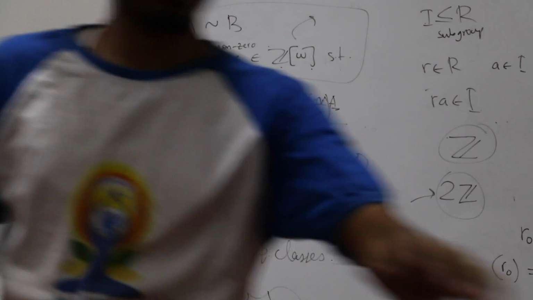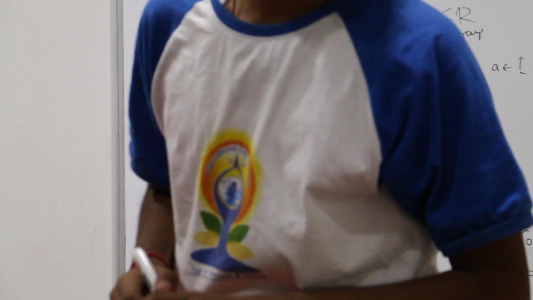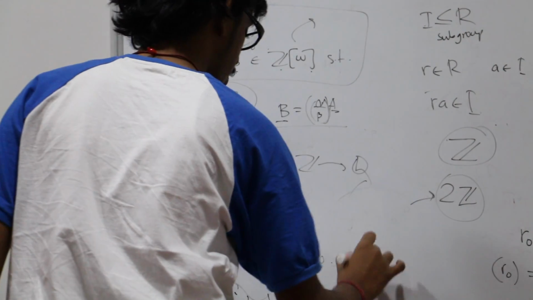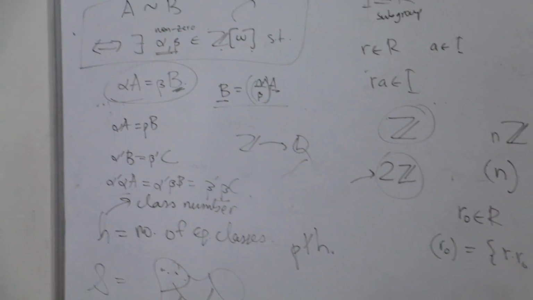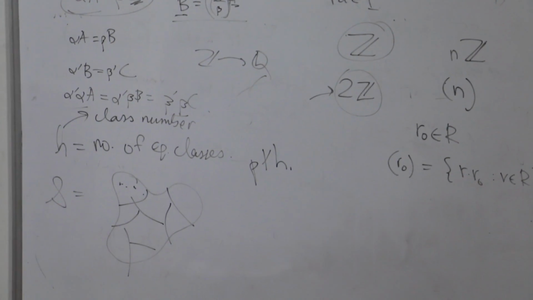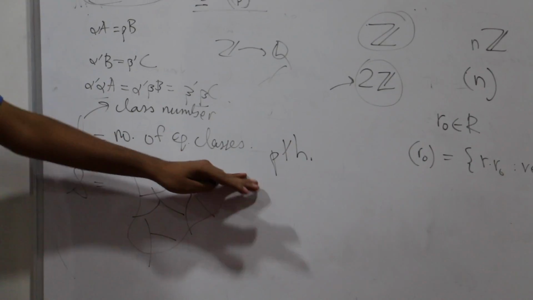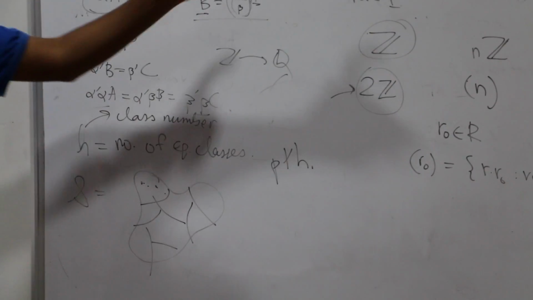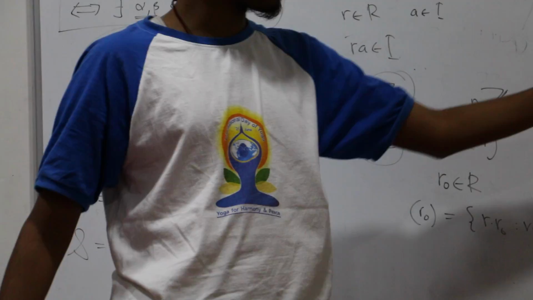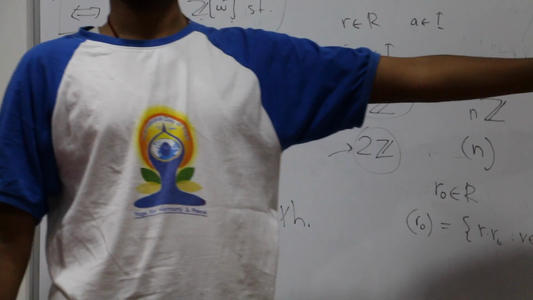I'll now give the definition of what a regular prime is. A prime P is said to be regular if and only if P does not divide H. So this is your definition. And it's quite easy to show that if you have a regular prime, then it follows that these ideals into which I managed to factorize this are principal ideals.